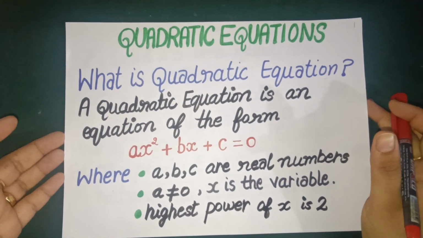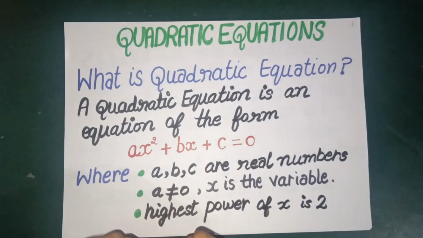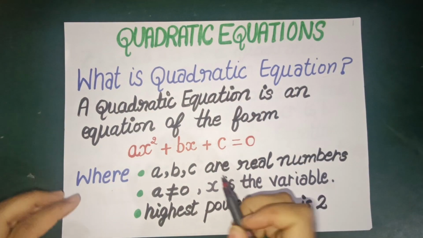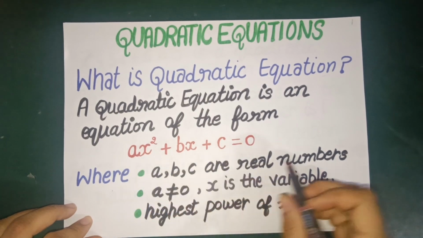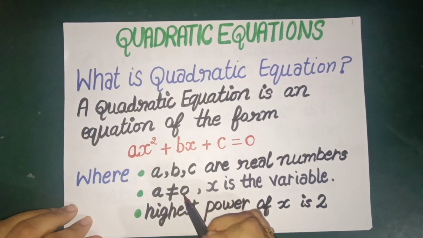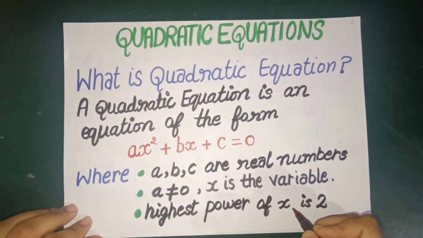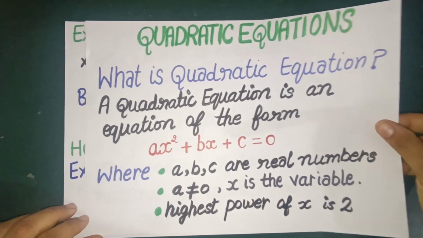So first question is, what is a quadratic equation? A quadratic equation is an equation of the form ax squared plus bx plus c, where a, b, c are real numbers and a cannot be equal to 0. Here x is the variable and the highest power of x is 2. This is said to be a quadratic equation.